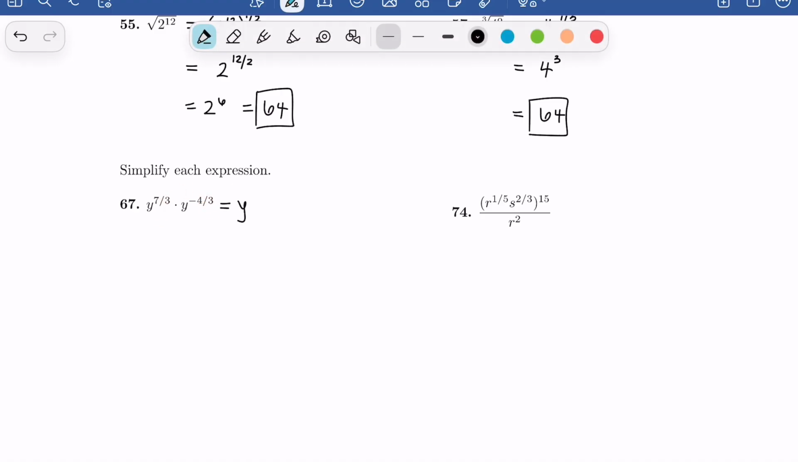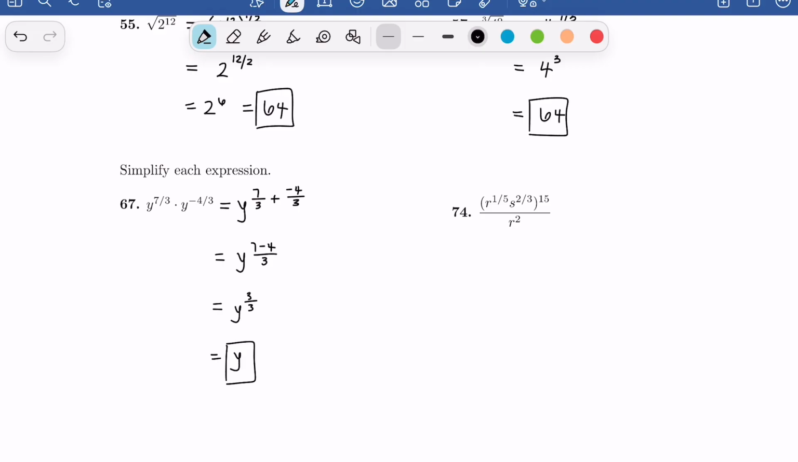So this is going to be the same thing as y raised to the 7/3 power plus negative 4/3. Okay, these guys have the same denominator, so we can just go ahead and add them together. This is going to be y raised to the 7 minus 4 over 3. So this is y raised to the 3/3 power, which just gives us y. So this entire thing simplifies to y.